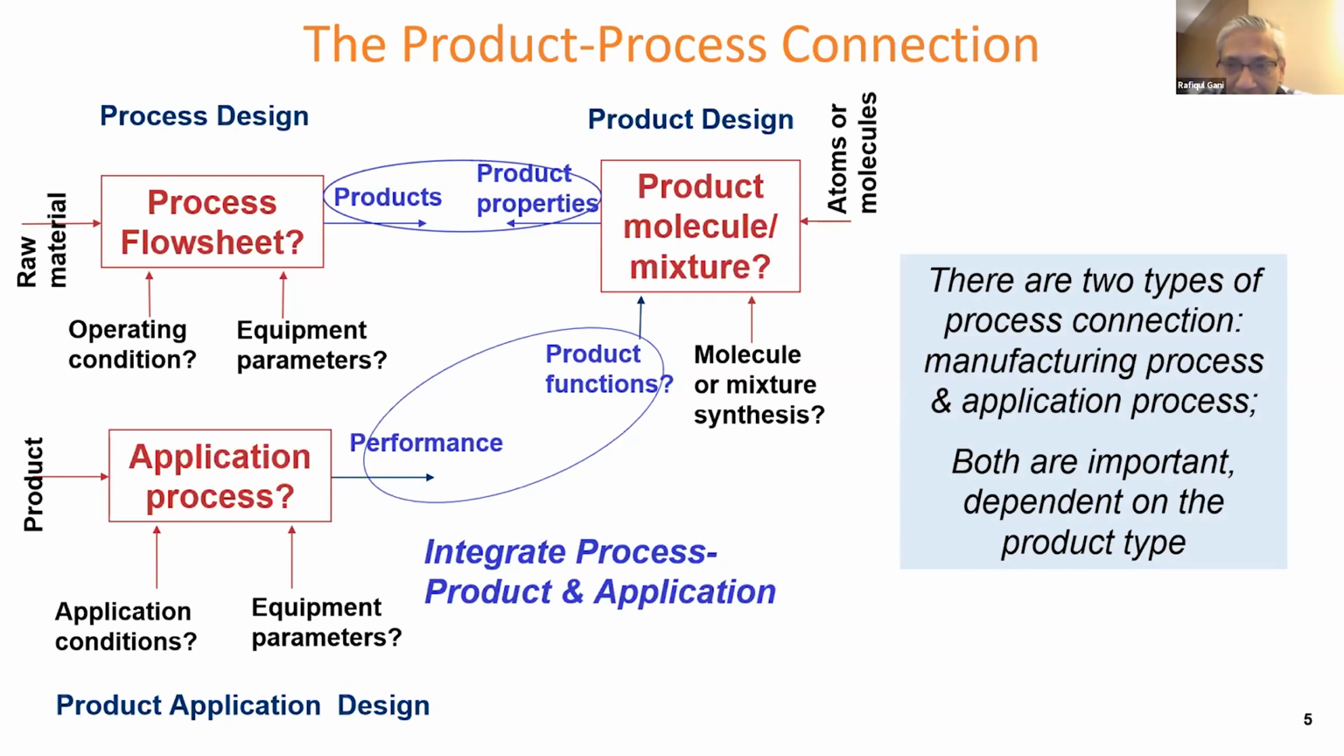So one can see that there are 2 kinds of process connection. One is a manufacturing process, another is an application process. In some cases, we do not look at the manufacturing process. In some cases, we do not look at the application process. But both are important and need to be looked at.